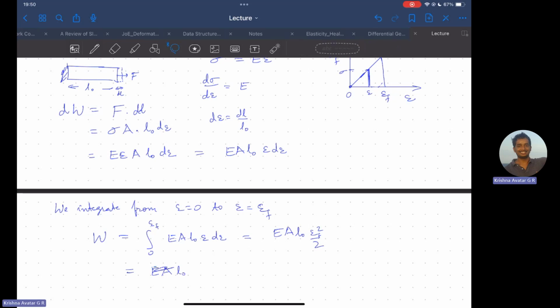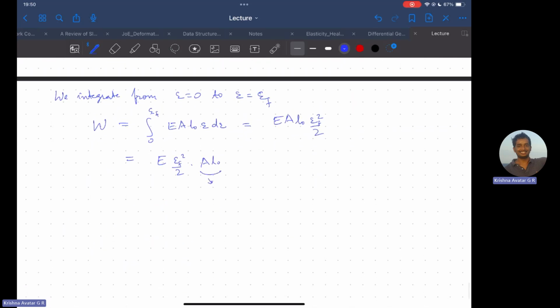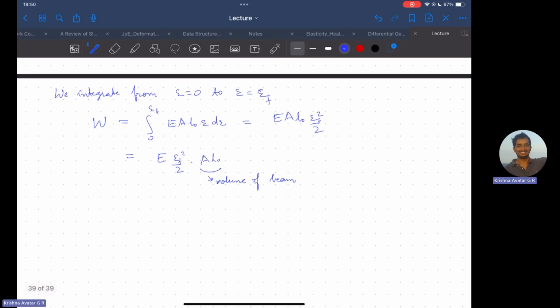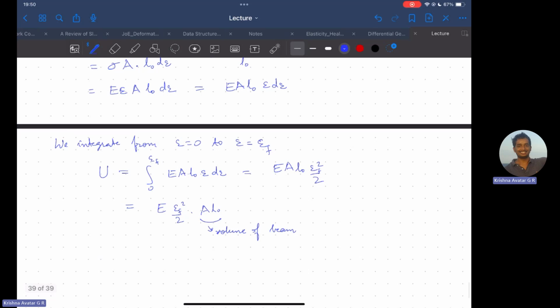We can likewise write it as E epsilon F squared by 2 into A into L. And A into L naught is the volume of the beam. This is what we call the stored energy functional. So W, for a better convention, let's just call it U. So this was the U, the stored energy in the beam.